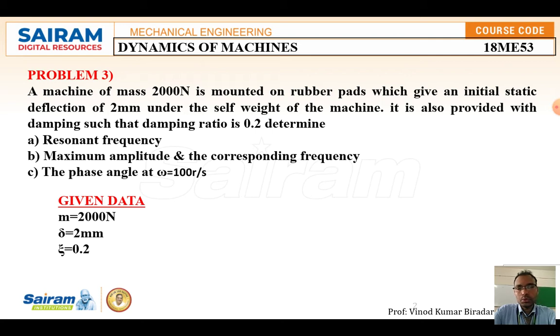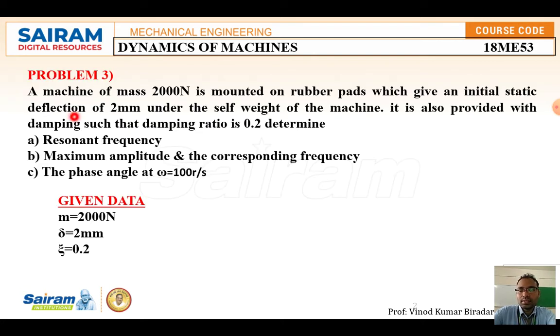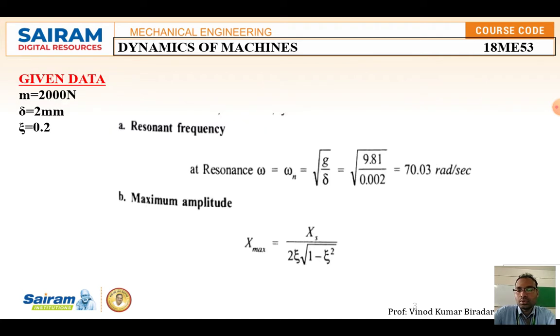I told you, before solving the forced vibration problem we have to make a list of formulas and the symbols which we are going to use. So note down, the first step is the given data. Given data: weight is 2000 Newton, the deflection delta is 2 mm, and zeta is equal to 0.2, the damping ratio. Note down the given data as the first step. What are they asking? Resonant frequency. I gave the formulas in the list, and all three formulas I mentioned in the notes. So take the notes and remember the formulas.